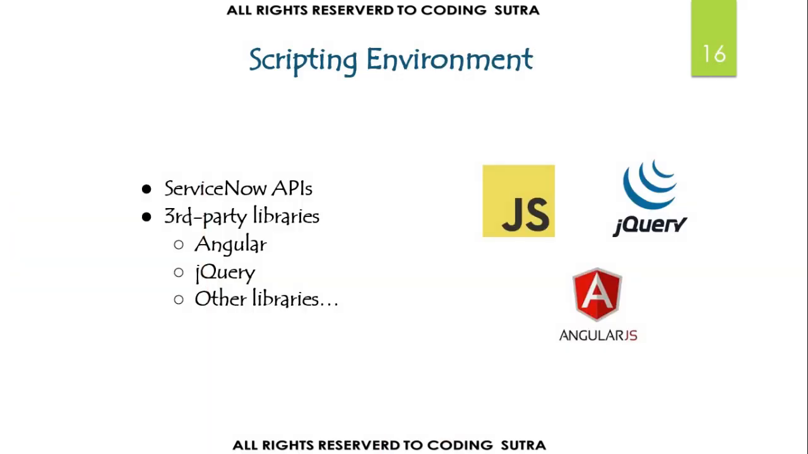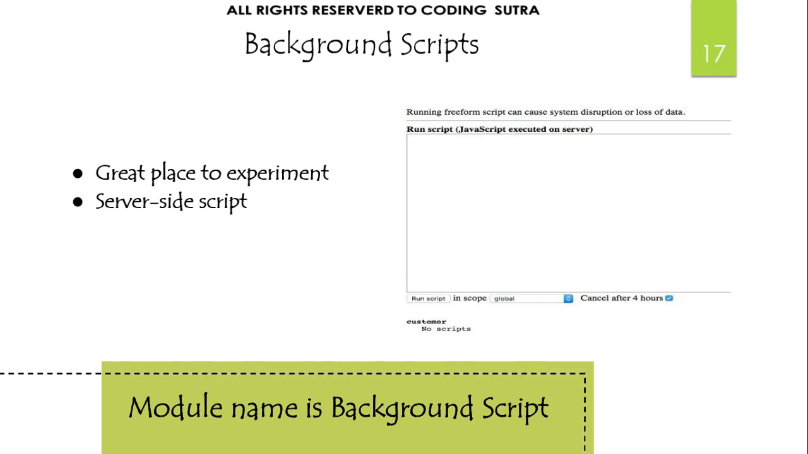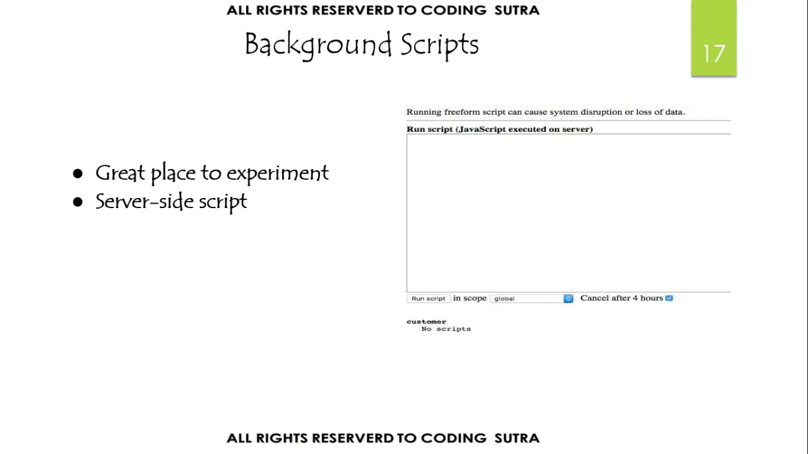Apart from ServiceNow APIs, we can also use various third-party libraries like AngularJS, jQuery, etc. Service Portal is one of the most complex modules in ServiceNow, where Angular is used for UI development. Now, I would like to introduce my personal favorite module in ServiceNow, which is Background Scripts. It is nothing but a playground for coders. Here we can write server-side scripts in order to check whether we are going in the right direction or not, in order to perform certain logic.